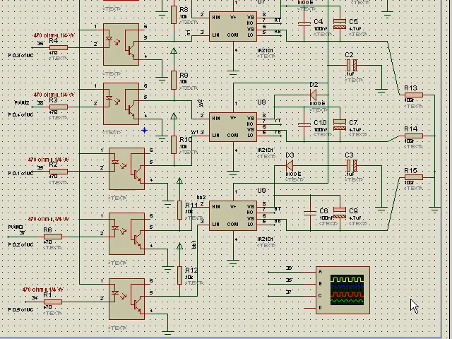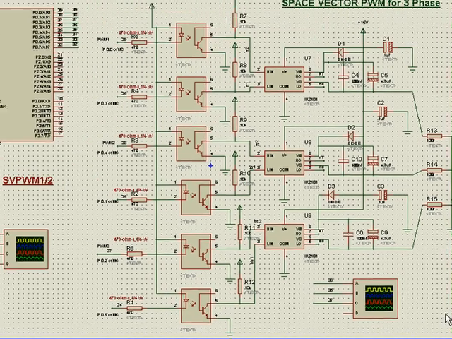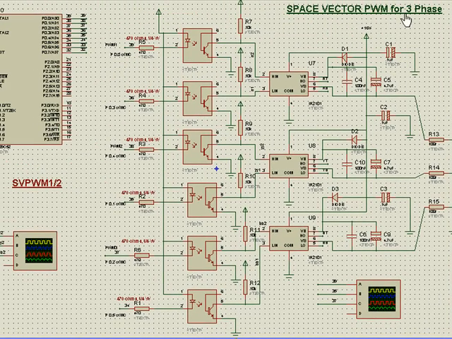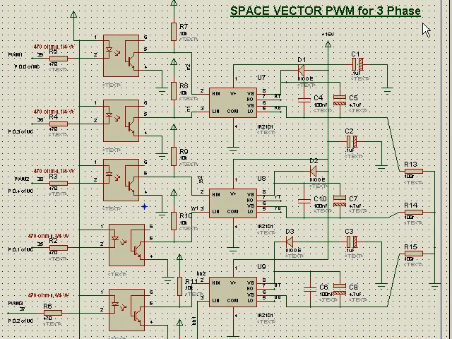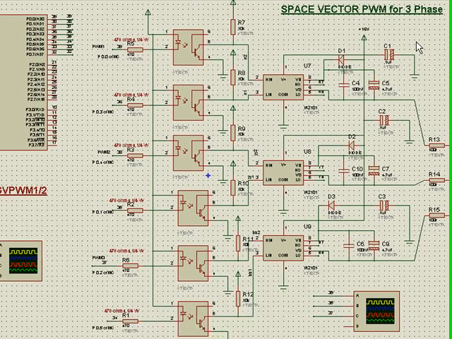Now let's understand here how a space vector pulse width modulation for three-phase induction motors is achieved. It's a complete working circuit with all the parameters displayed here.